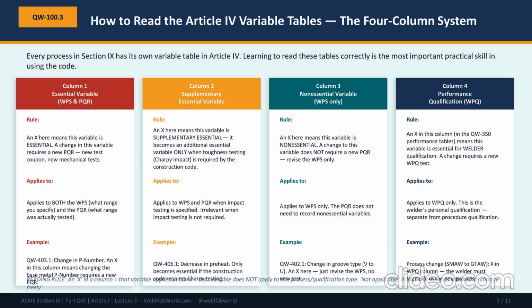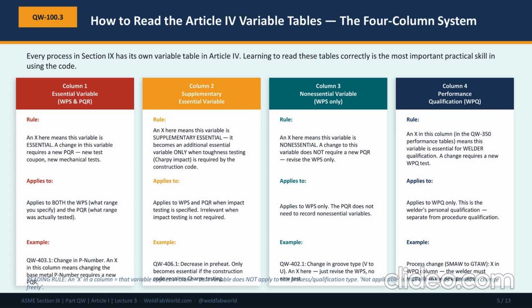If your PQR tested a process on P number 1 carbon steel, and column 1 has an X for change in P number, you cannot use that same PQR to support a WPS for P number 8 austenitic stainless steel. New PQR required. Column 2, Supplementary Essential Variable.